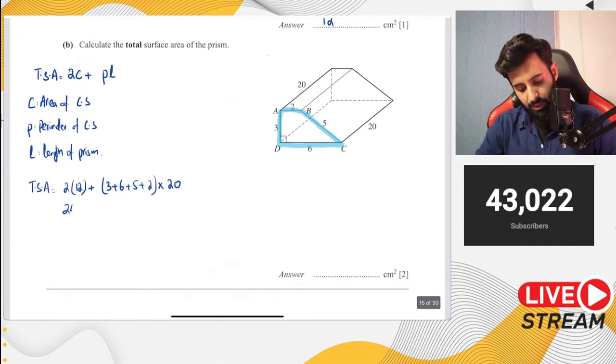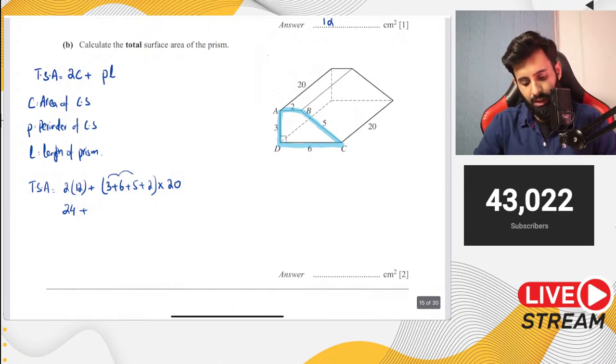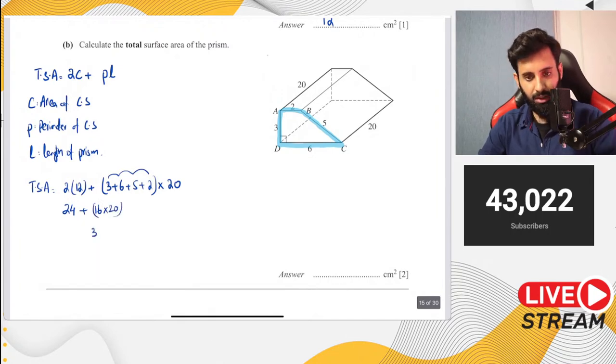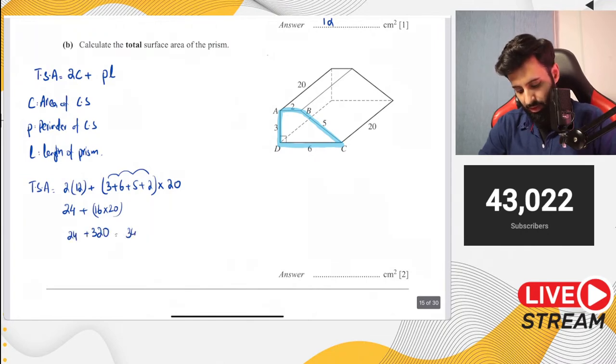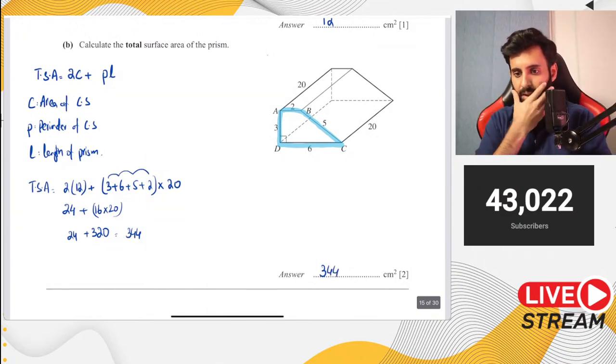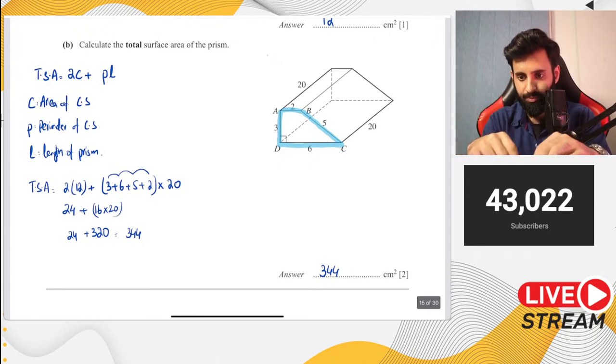So 12 into 2 is 24. Let's figure this out. 3 plus 6 is 9. 9 plus 5 is 14. 14 plus 2 is 16. So 16 into 20. 16 into 20 is 320. So 320 plus 24, which is equal to what? Which is equal to 344 centimeter square. And there you go. That's your answer. Like I said, I will not recommend that you break it up and then find the area. Okay?